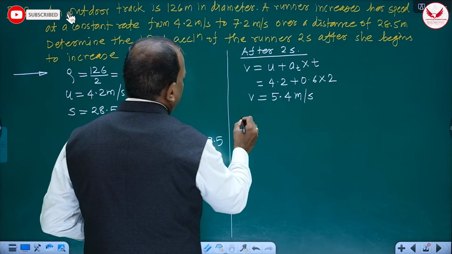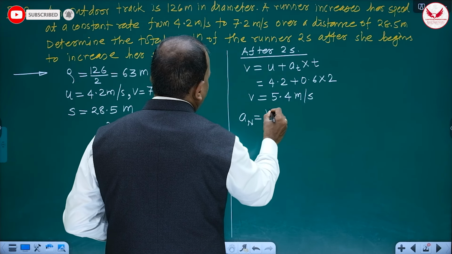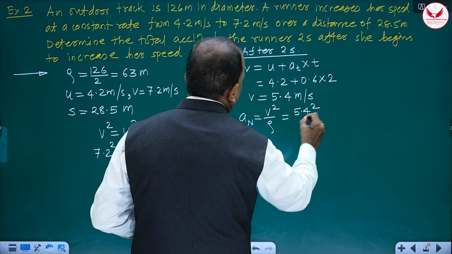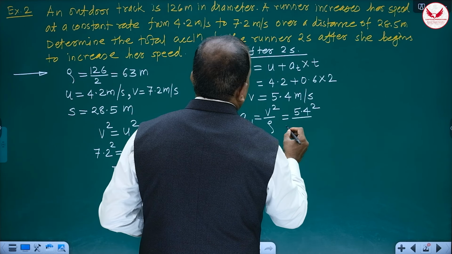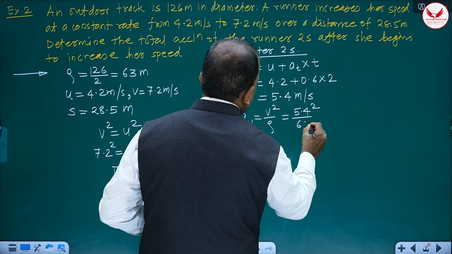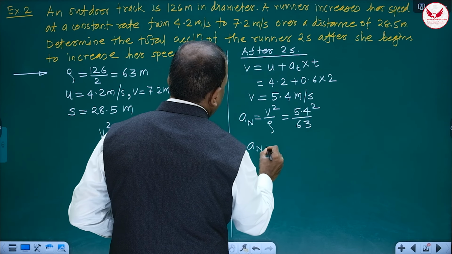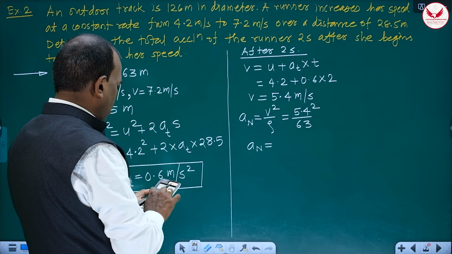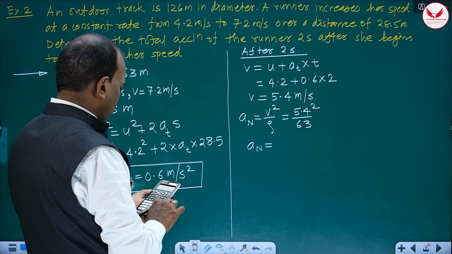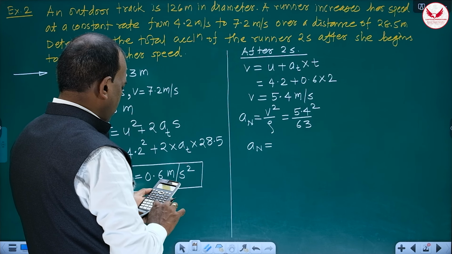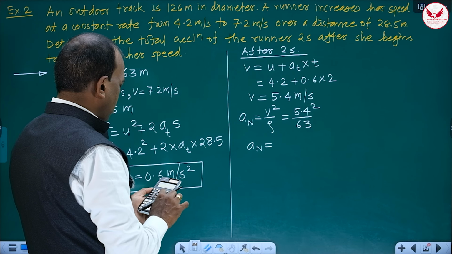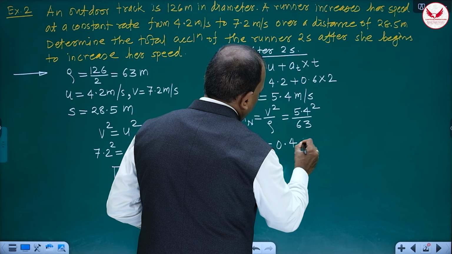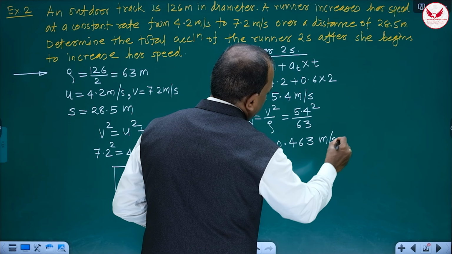And according to this velocity, we can get the normal acceleration, that is v square by rho. V square is 5.4 square and rho is 63. Then hence a_n is how much? 5.4 square divided by 63. It is 0.463. 0.463 meters per second square.